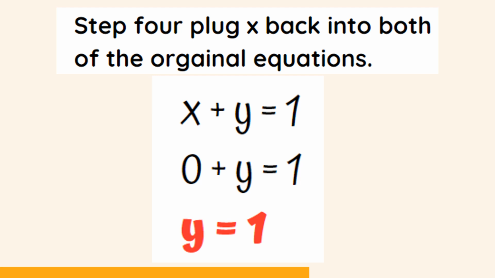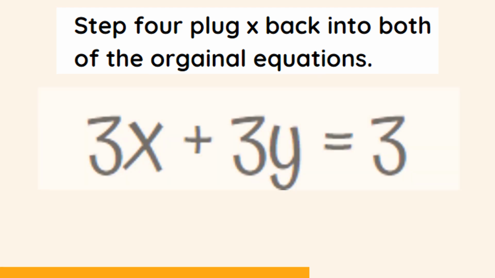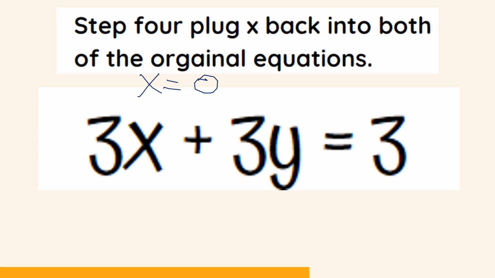Now we've got the other equation we hadn't dealt with. So we're going to plug in 0. So you have 3 times 0 plus 3y is equal to 3. Can you solve this without any help? I bet you can.